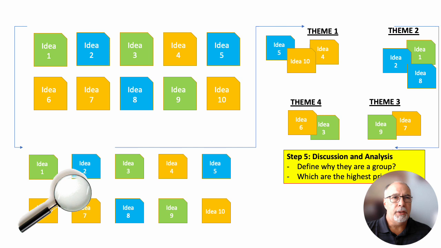The final step is to discuss and analyze. Why are they a group? Which are the highest priorities? And again, if there are differences of opinion, differences of perspective, it's good to talk it through and then reshuffle the deck, change themes, reposition the ideas, etc., until the group as a whole feels good about the way in which things are structured. Now you've got ideas and groupings of ideas that you can then do further market research on and evaluate to see which ones might be the best ideas to take into the market.